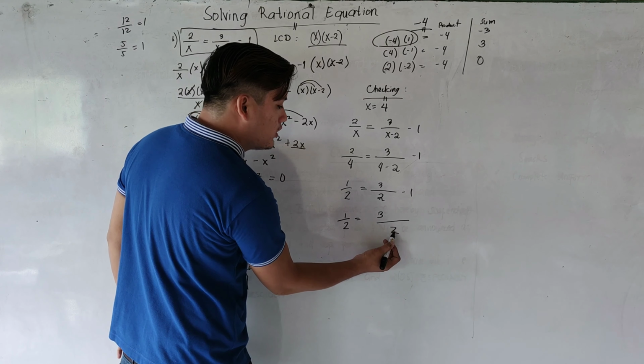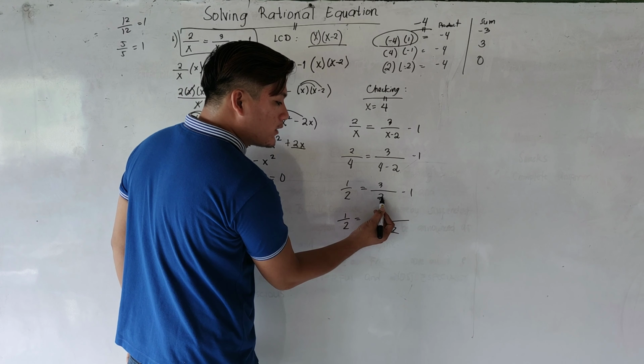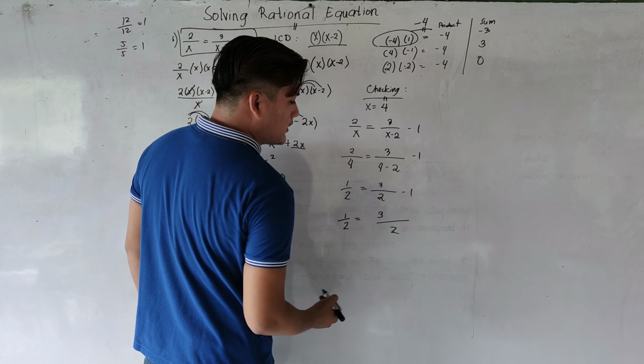Again, the LCD is 2. 2 divided by 2 is 1, and 1 times 3 is 3. Same as here.